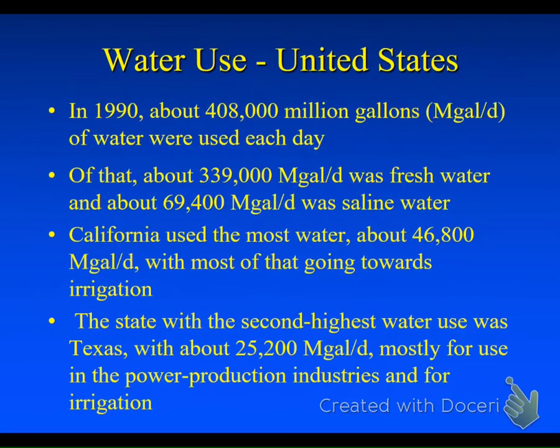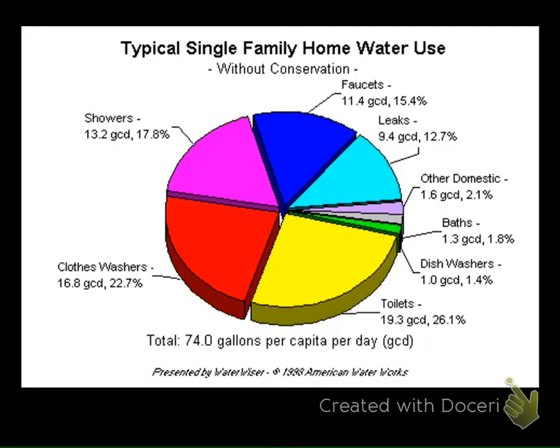Okay, right there it says in 1990 we used 408,000 million gallons. That means nothing to me. It sounds like a lot. Where did most of the water go that you used in your home? Where? The toilet. You flushed it down.